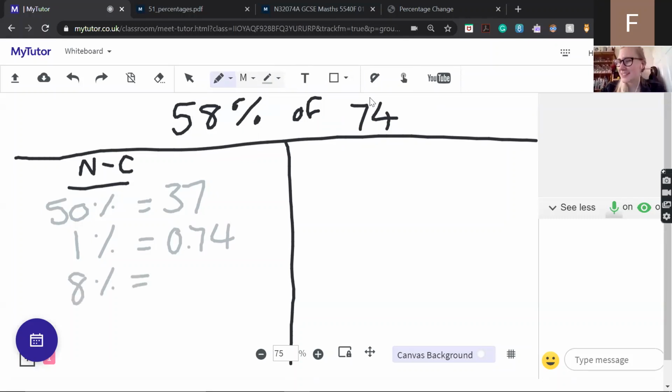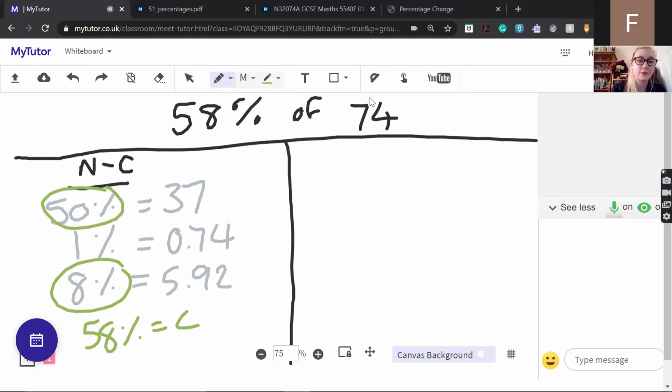I'm not, because we've just seen how great my mental maths is. If anybody wants me to go through the column multiplication for that, let me know. So 5.92, that will give you. And then we see that 58% is this and this. So 58% is going to be equal to 42.92. Yeah, perfect. Well done, guys.